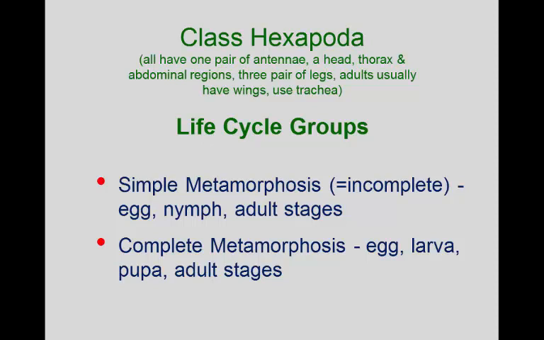The vast majority of insects, over 80% of insect species, have what we call a complete life cycle. In this case, they have the egg stage, but now they have an immature that we call a larva. This immature is not going to look like the adult. It's typically very different.